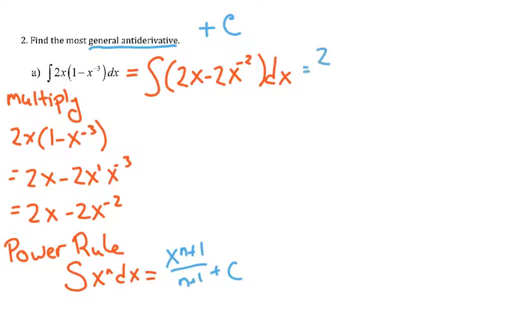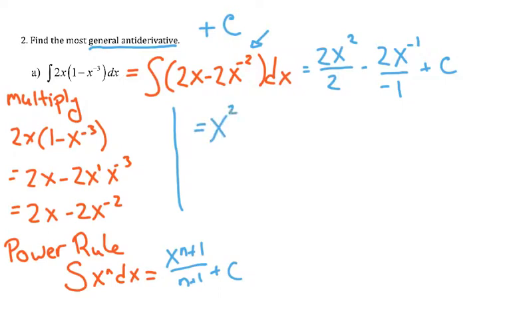Well, we'd have 2x squared divided by 2 minus 2x. Now be careful with negative exponents. We're adding 1 to negative 2, so that turns it into negative 1. And then we divide by negative 1. And yes, of course, we want to simplify this.